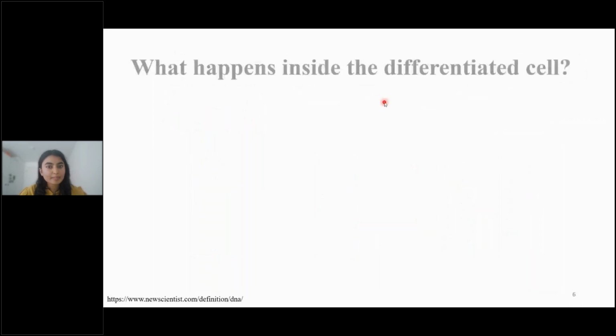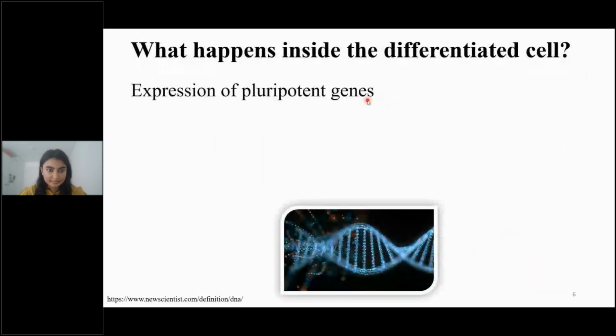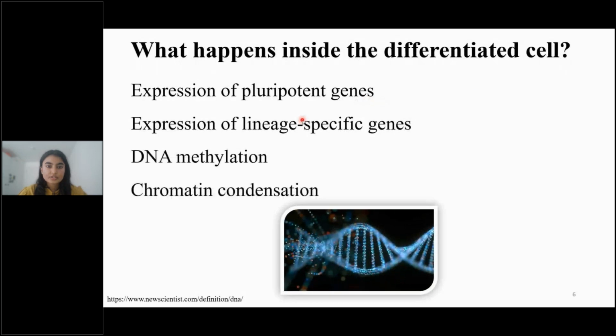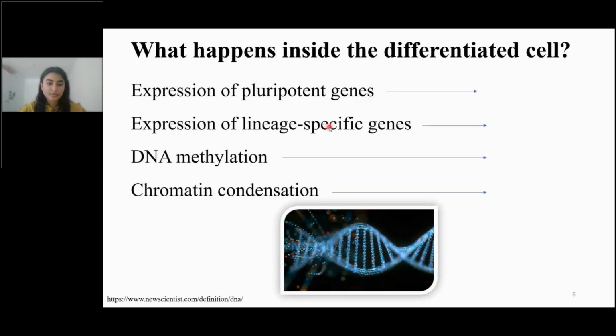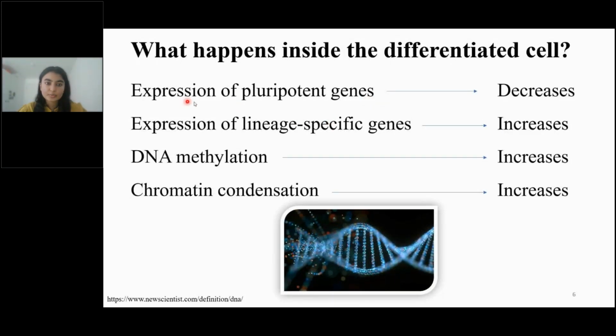Okay, differentiation is basically specification. Now, what happens inside a differentiated cell? These are some of the things. First, the expression of the pluripotent genes. When I say the cell is going to be differentiated, it means it's going to lose all of its pluripotency and become something very specific.